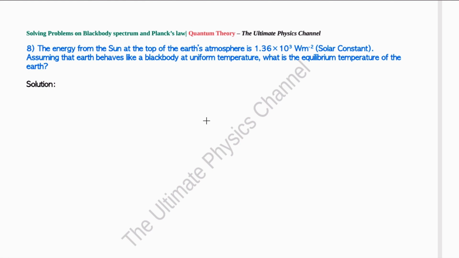The next problem: the energy from the Sun at the top of the Earth's atmosphere is 1.36 into 10 power 3 watts per meter square. Assume the Earth behaves like a black body at uniform temperature. What is the equilibrium temperature of the Earth? So we have the Sun emitting radiation like a black body. It's nearly a black body.